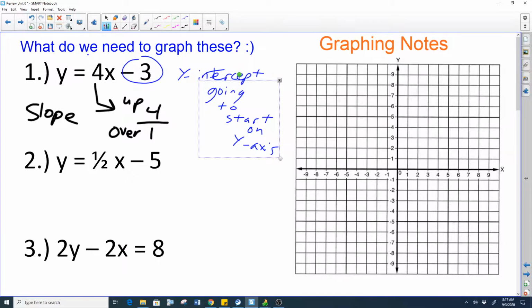How many points do you need to make a line? How many points do you need? 2 is right. Nailed it. So that's one of our points. So that's when it's in slope-intercept form. It's real easy. So it says -3. Okay, then from that -3, we're going to go ahead and do the slope. What's the slope again? Up 4.